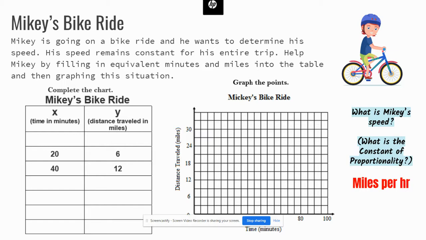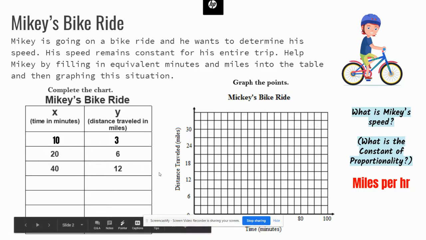So if you look, Mikey has already recorded that in 20 minutes, he goes 6 miles, and in 40 minutes, he goes 12 miles. Based off of this information and the fact that he said his speed remains constant, I can come up with other equivalent minutes and distances to fill in this table. So if I want to split his 20 minutes in half, I would have 10 minutes, which would then result in half of 6 miles, which would be 3 miles.